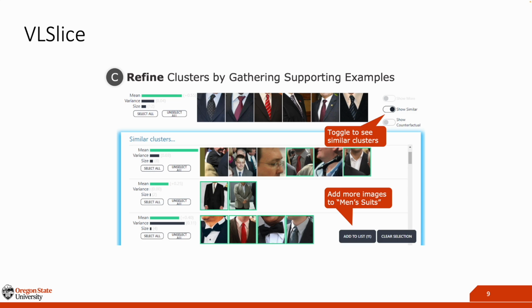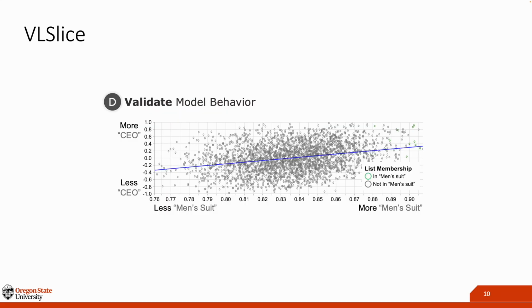Once a user has identified a candidate slice, they can refine it by viewing similar and counterfactual clusters to their selection. Continuing our running example, we identify men's suits as a slice with consistently high affinity with CEO-ness and use similar clusters to find more relevant samples. Counterfactuals help to identify similar images with opposing behavior, such as people wearing suits that have a negative affinity with CEO-ness. This helps users avoid falling into a subset of images with pathologically consistent affinity.